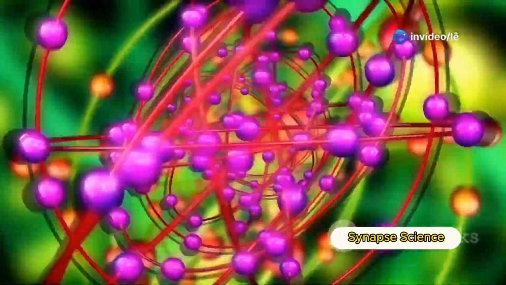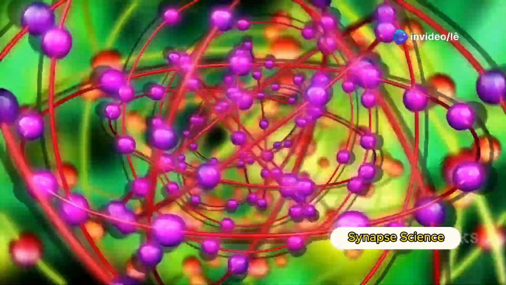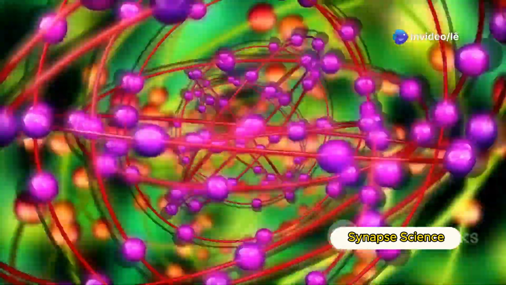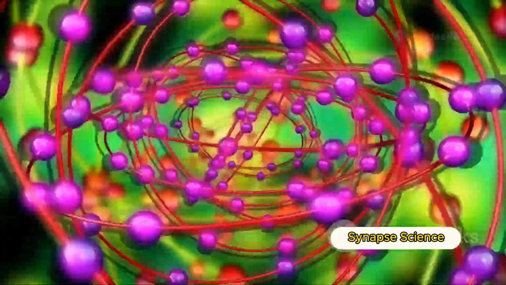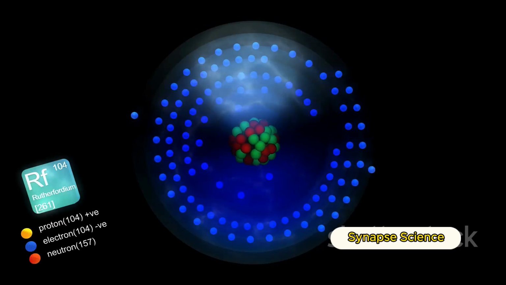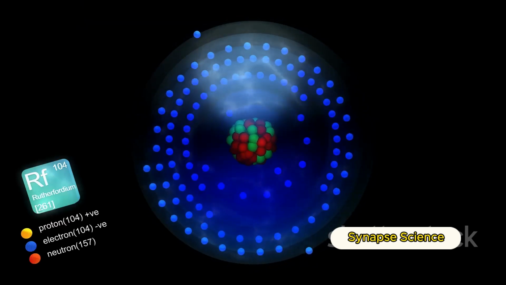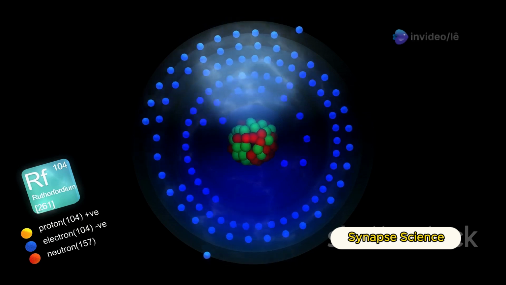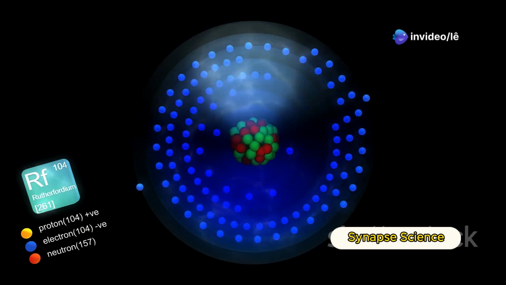Whizzing around the nucleus are even tinier particles called electrons, which have a negative charge. These electrons move at incredible speeds, creating a cloud around the nucleus. The number of protons determines what element the atom is. For example, an atom with 1 proton is hydrogen, while an atom with 6 protons is carbon.